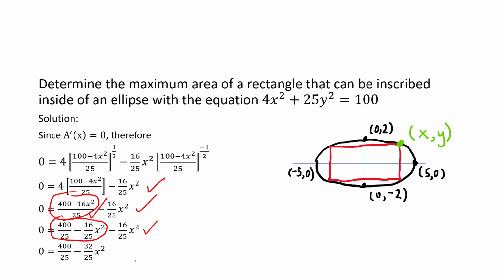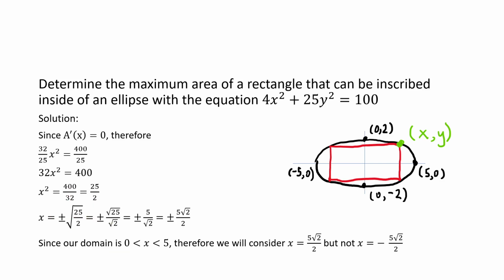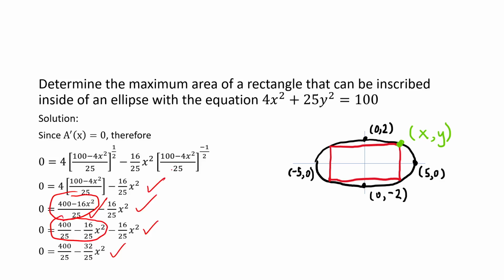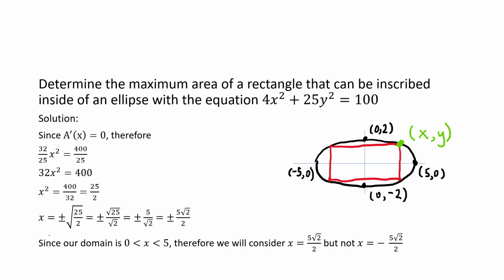And when we do that, it's a little bit easier to collect up our like terms. We can say 0 is equal to 400 over 25 minus 32/25 x squared. So in other words, 32/25 x squared equals 400 over 25. Just bringing that over to the other side, if you like to say it that way. So 32 over 25 x squared equals 400 over 25. Multiplying both sides by 25 gets us here. So x squared is equal to 400 over 32, which is equal to 25 over 2.